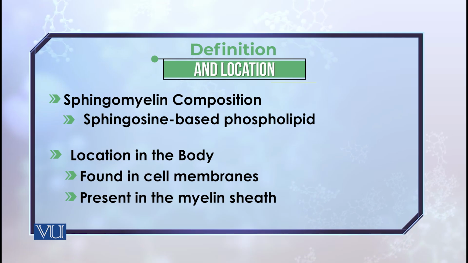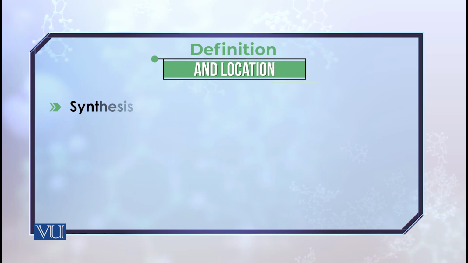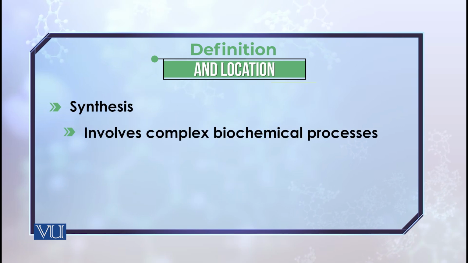They are located in the cell membrane, specifically in the cell membranes of the neuron, making the myelin sheath there, where they act as an insulator and play a very vital role in the proper functioning of the neurons. They are involved in some really interesting biochemical pathways as far as their synthesis is concerned.